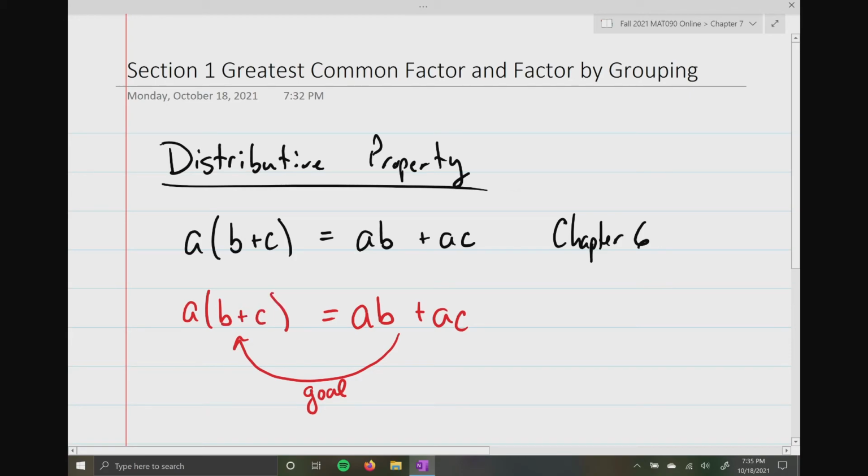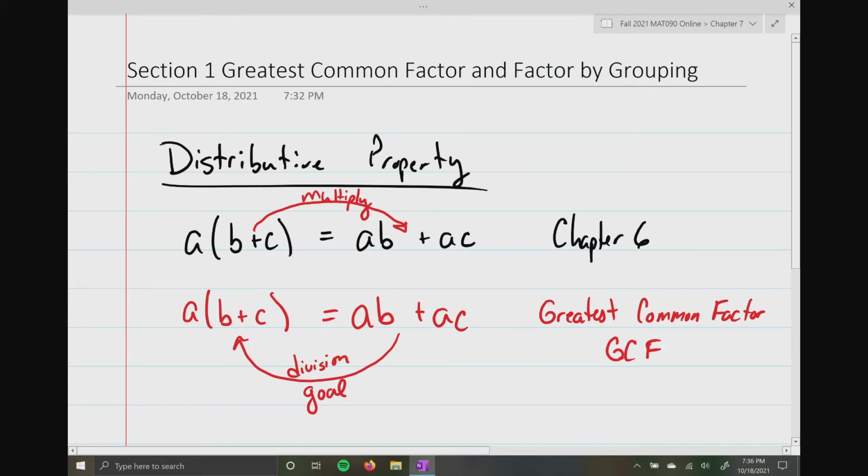So if you think about this, if I go from left to right, I multiply. And if you're thinking about going the opposite way, well, what's the opposite of multiplication? Well, that's going to be division. So what we're looking for now is what we call a greatest common factor, or an abbreviation of that would be just the GCF, okay?